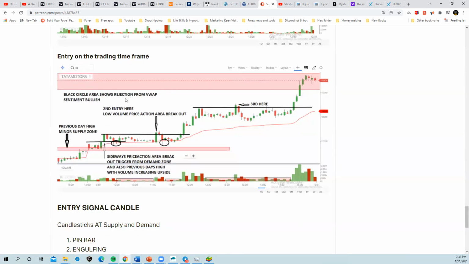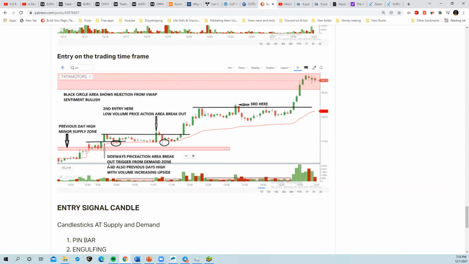The black area shows rejections of VWAP. We'll speak about that later. VWAP is kind of debatable in Forex. Now, second entry here: low volume price action breakout. So we don't want to take that breakout because it was low volume.